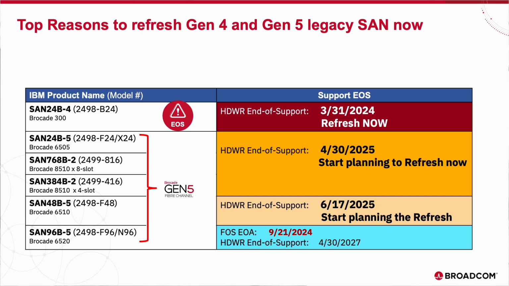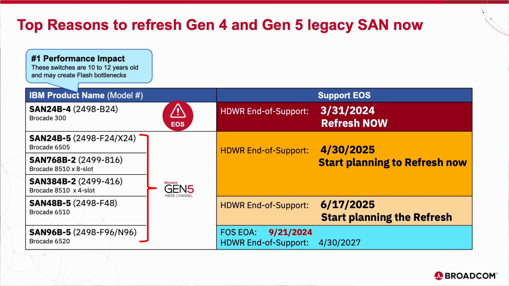And some of it is at the point where it will no longer even be supported from a hardware perspective. And this can have a big impact on your business. Number one is there will be a performance impact. If you have a newer FlashSystem array, you want to take advantage of the speed and the low latency that it delivers. A new network is going to help you do that.